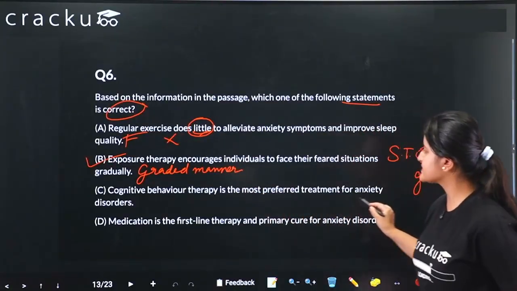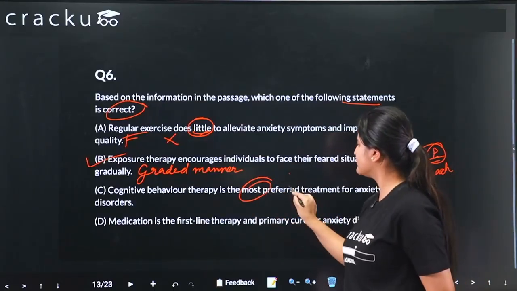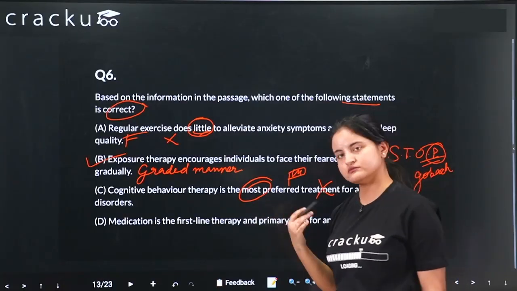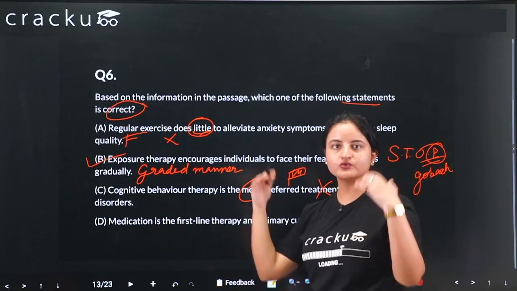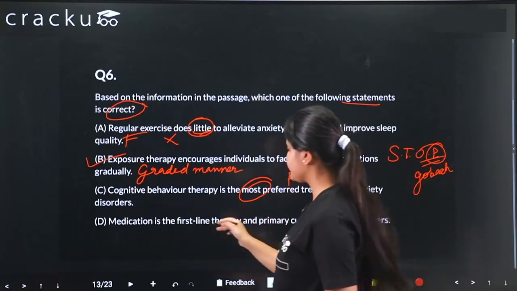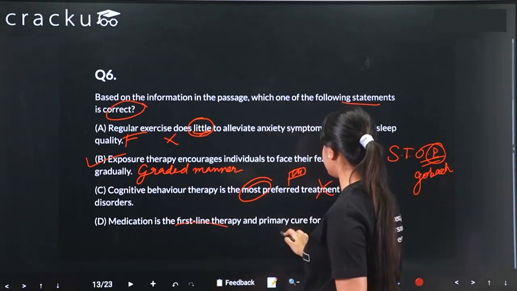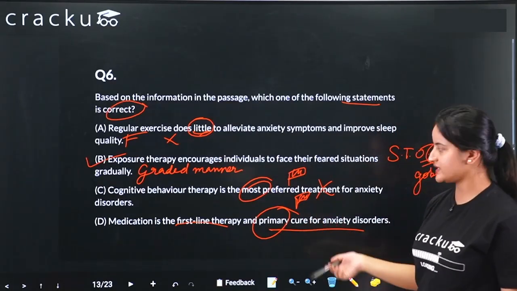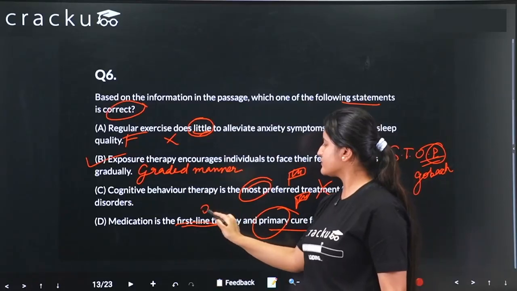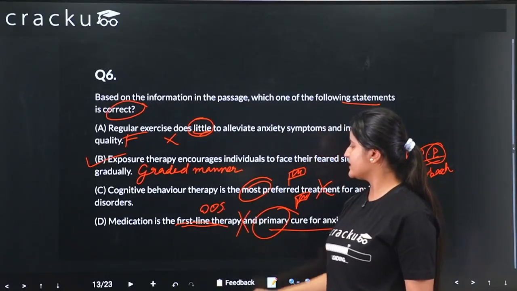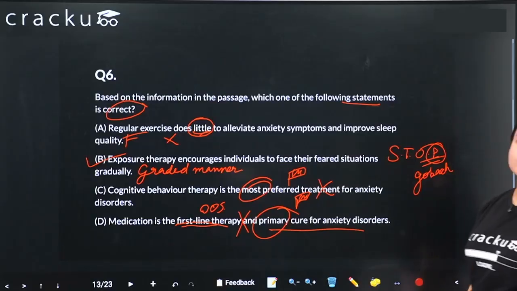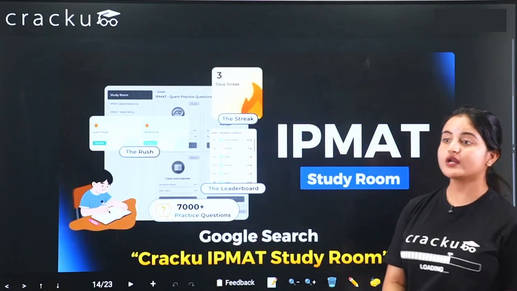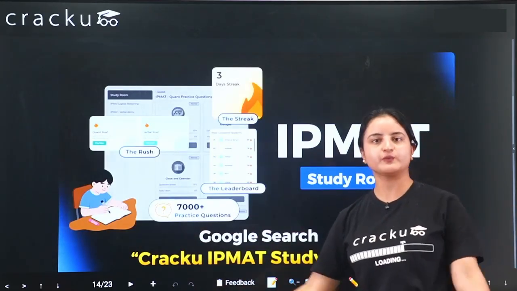Cognitive behavior therapy is the most preferred treatment. Again, red flag, most preferred. So, immediate kill. Don't waste time in elimination. You know the technique, you know S.T.O.P, you know the elimination traps, just kill it. Medication is the first line therapy and primary cure. Again, red flag first of all, because primary cure, no such claim is made. First line therapy, out of scope. These things are not discussed. So, kill. B becomes the right choice. Through all our techniques, here we saw how all our techniques work, and they will always work almost.